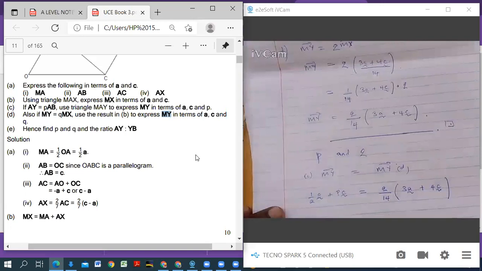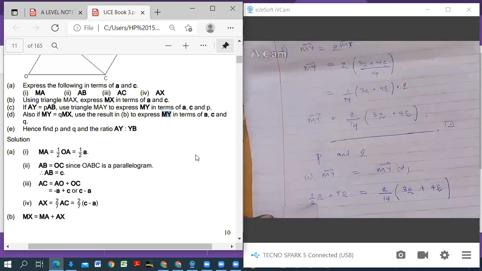Are we together? So we are very happy. Do you know why we are very happy? Because we have A here and we have A here. We have C here and we have C here. Those are the only vectors on both sides. That means we are going to equate the numbers next to them, the scalars. We are going to compare and equate so that we can find P and Q.